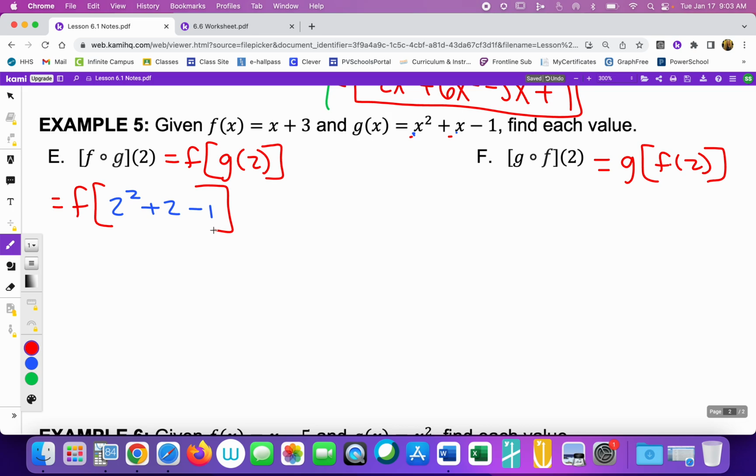So just instead of x, you put the 2 where the x was. Now I'm going to simplify that down to one number. What's 2 squared? Plus 2. Minus 1. 5. Now what do you think you're going to do? Put 5 into the f function. Okay. That is right here. So that would be 5 plus 3, which is 8.